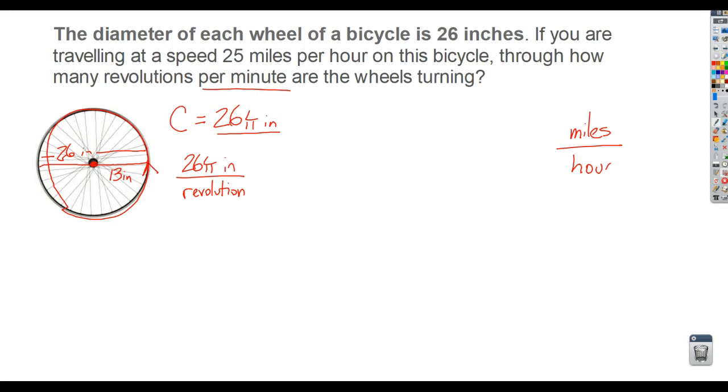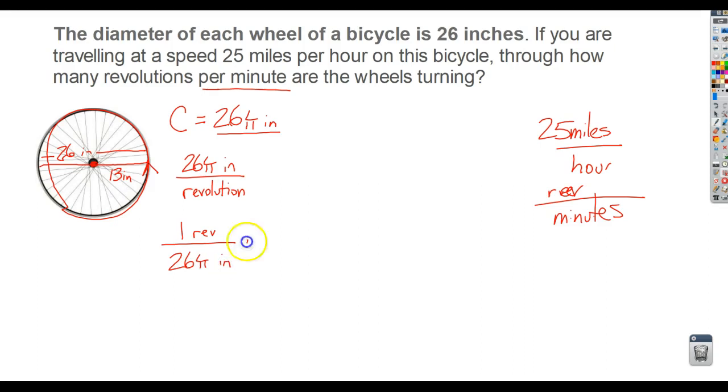We know that we've got 26 inches per revolution, and we're doing 25 miles per hour, and at the end we need minutes. How many revolutions per minute? Right now, the way I have this written, the revolutions is in the wrong spot. So I need one revolution in 26 pi inches.